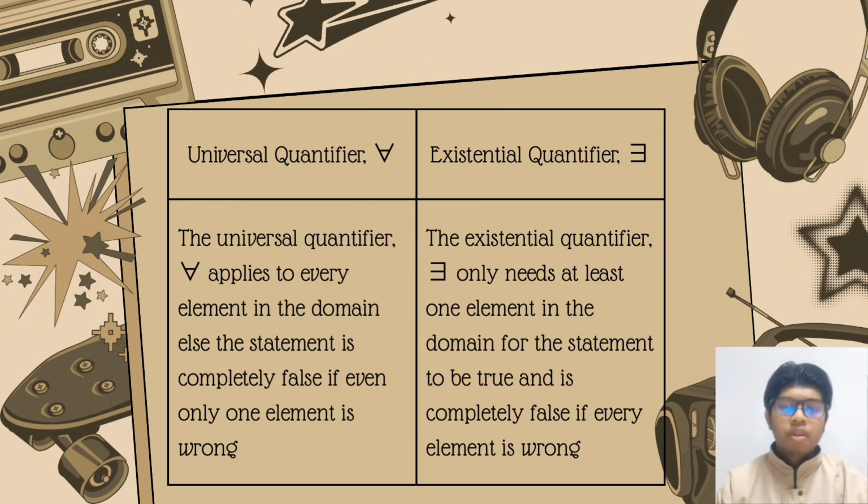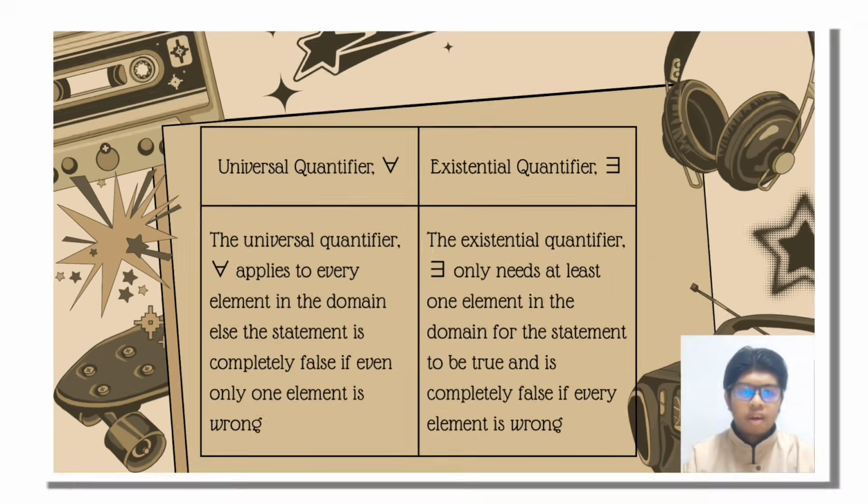The key difference between these two quantifiers is that the universal quantifier applies to every element in the domain. Else, the statement will be completely false, even if only one of the elements is false. On the contrary, the existential quantifier only needs at least one element in the domain for the statement to be true, and will only be completely false if all the elements in the domain are false.